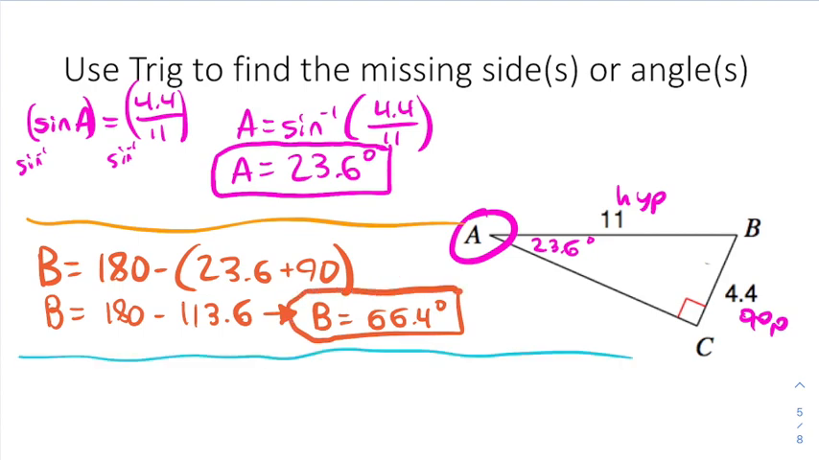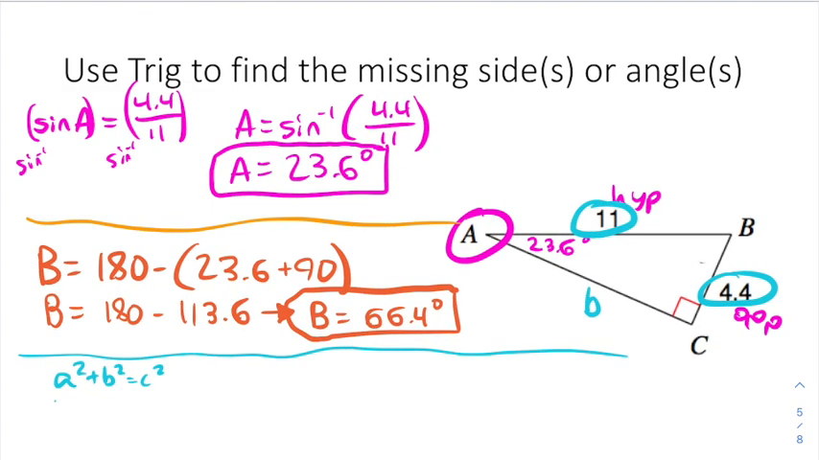Now finally, we're missing one more side, side little b, and when we're after a side, I really like to use the known information, which in this case is the 11 and the 4.4. Now we won't use trig here, but instead we'll use the Pythagorean theorem. This says a squared plus b squared equals c squared. So 4.4 squared plus b squared equals 11 squared.